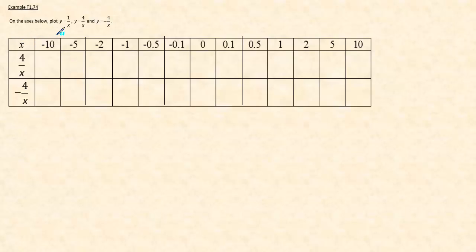On the axes below, plot y equals 1 over x, y equals 4 over x, and y equals negative 4 over x. Now, 1 over x we already dealt with in the last example, so we can just reuse the points we had for that. And so we've got a table here for 4 over x and negative 4 over x.